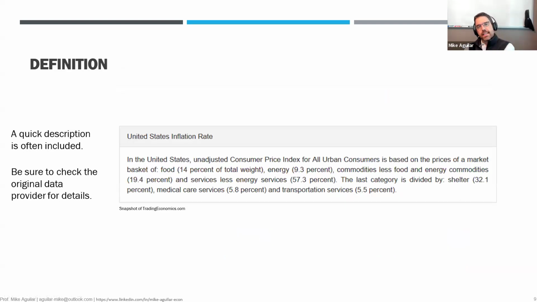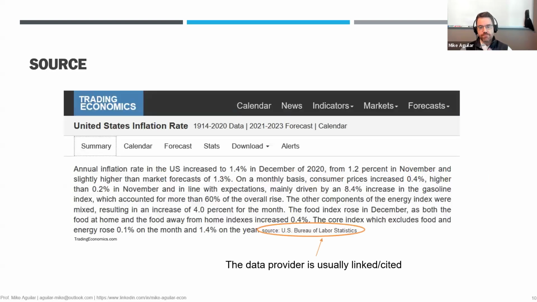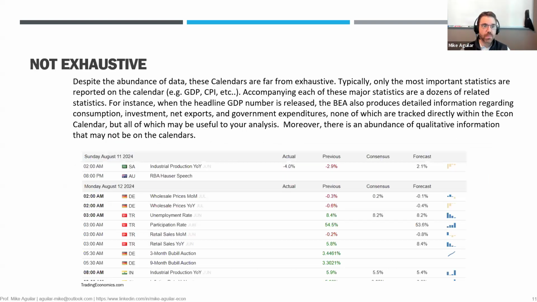The definitions are there. They're okay. I don't expect you to ever memorize them. I do expect you to be able to do your due diligence and go to the source that's listed so you can understand it better. But at least it gives you a cursory explanation. That source is always going to be cited and linked for you, but the BLS produces lots of different stuff. So again, we need to complement what's in the calendar with our own macro knowledge.